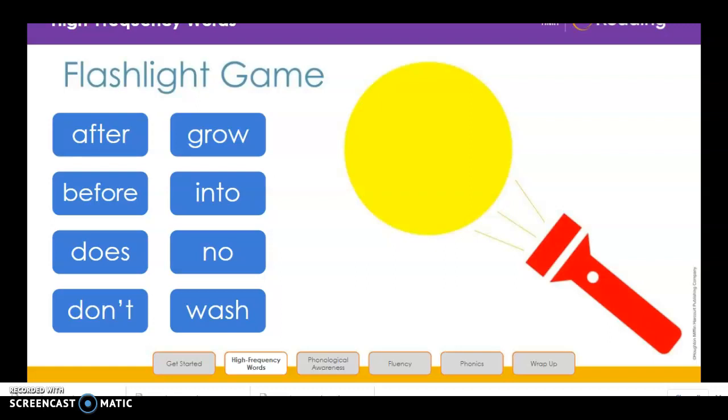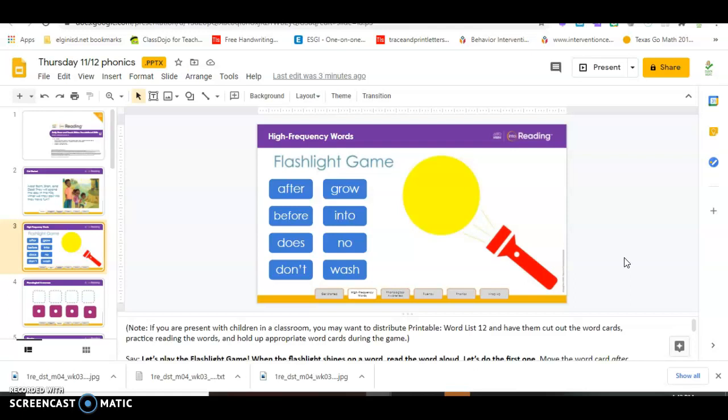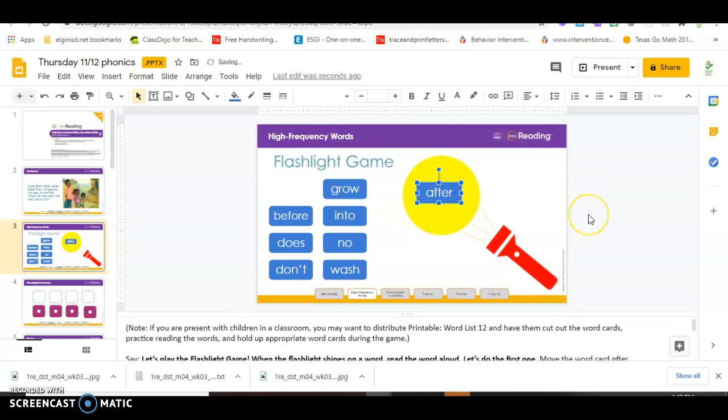First, let's play the flashlight game to review our high frequency words. So, when the flashlight shines on a word, read the word out loud. Let's do the first one together. Ready? What is the word?